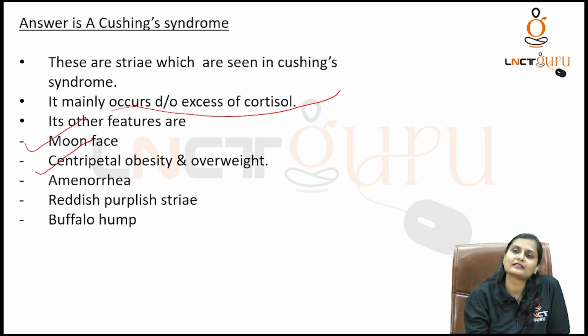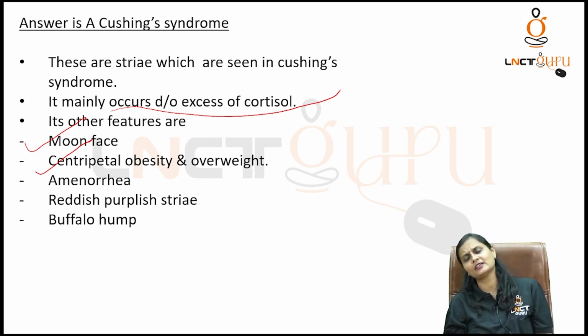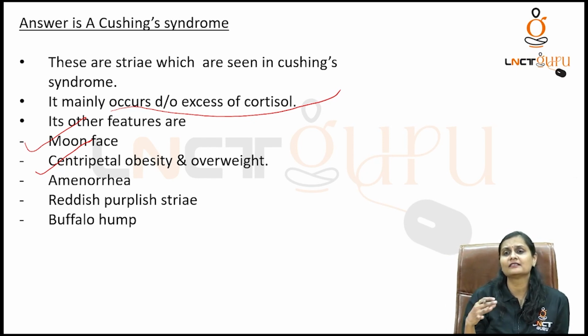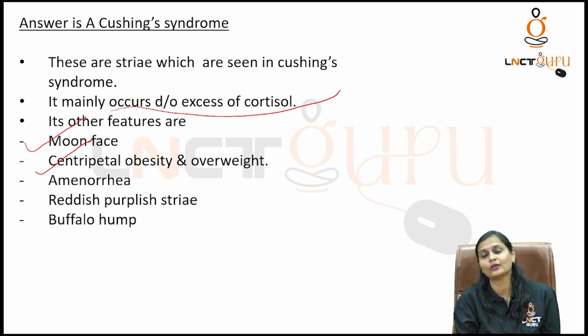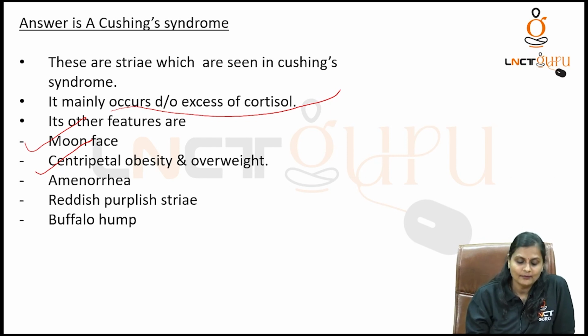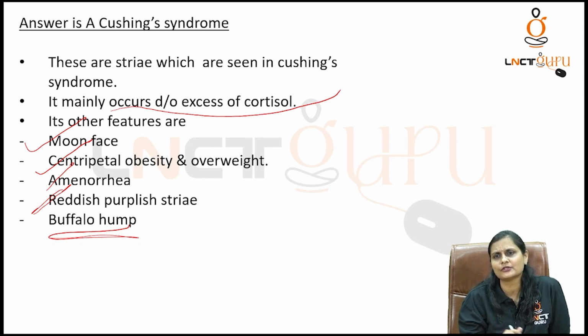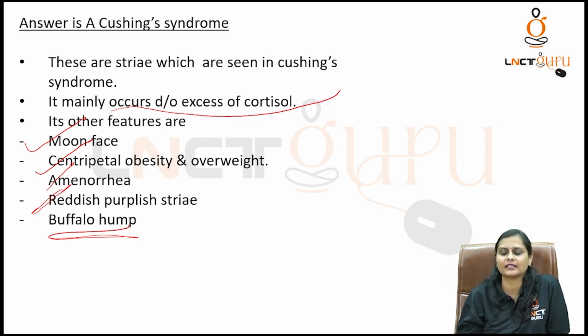Because of cortisol excess, all the metabolism increases, like metabolism of carbohydrates, proteins and fat, due to which you have the fat deposition at the centripetal zone, meaning the abdomen. That's why we call it centripetal obesity. Then the third is amenorrhea. Fourth is reddish purplish striae, which we have already seen in the image, and finally the buffalo hump, that is at the neck there will be again deposition of the fat which is contributing to the typical presentation like a buffalo. Just like a buffalo has a hump on top, it looks like that.